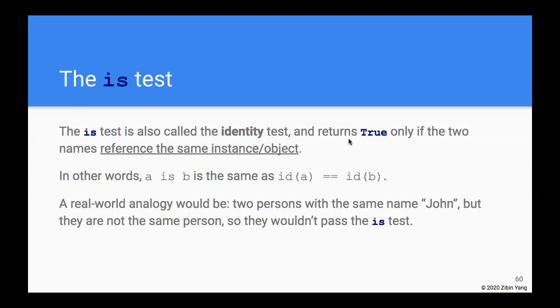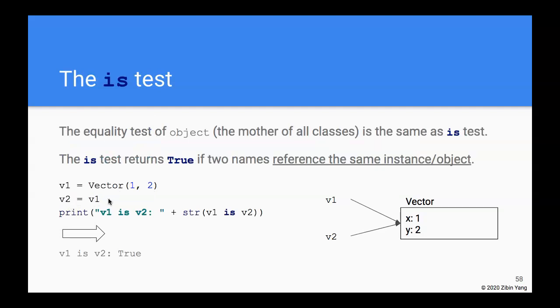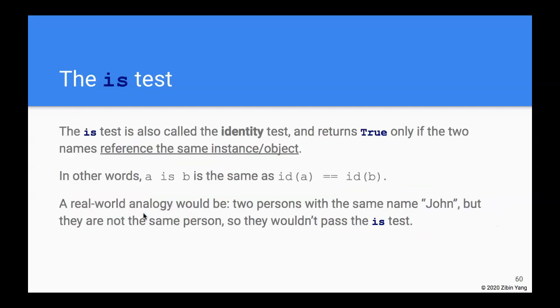Now, there is another name for the is test, which is also referred to as the identity test. It returns true only if the two names that it's comparing reference the same instance. Or in other words, A is B only if the ID of A is the ID of B. So that's why this one is false. It's two different objects. The IDs are different. And in this case, it's true because the two names are referencing the same instance. Now, a real world analogy, if that helps, would be that two persons with the same name, John, but because they're two persons, they are not the same person, so they are not identical. So they would not pass the is test.